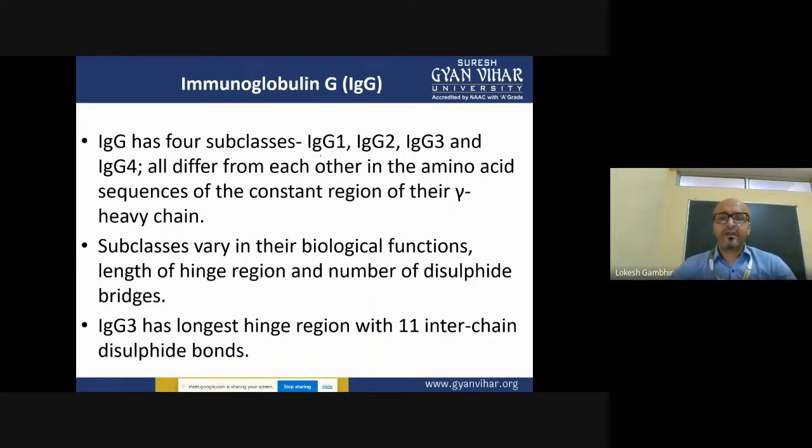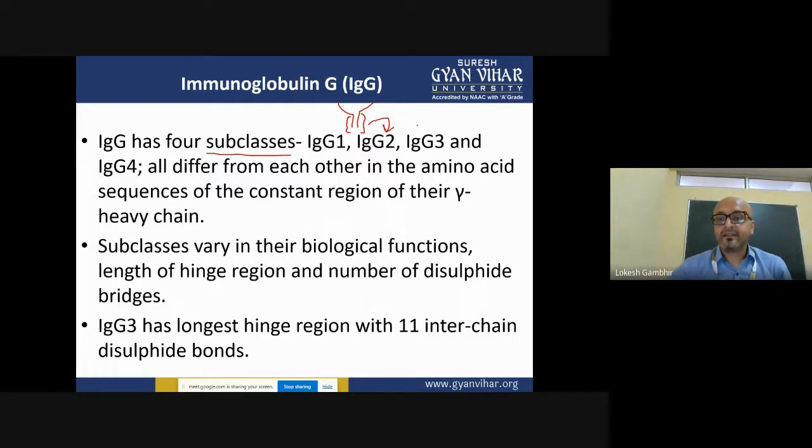Then these are certain key characteristics that we're talking about. It contains four classes, as we all say. Why are we talking about four subclasses? Because the shape is the same, but the amino acid sequence in the constant region is different, which is why we have four different types of heavy chain at the constant regions. Now, these subclasses may vary in different biological functions because their sequence is different.